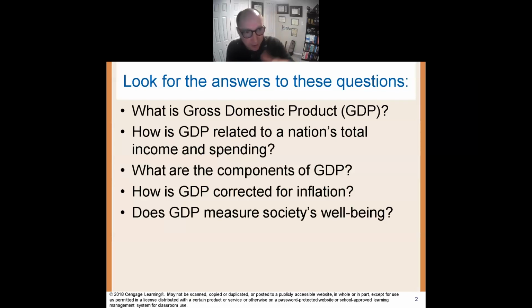So we're going to answer these questions throughout the next hour. We're going to talk about gross domestic product, what it is, how we measure it, and what it means in relationship to income and spending. We'll talk about the various components of it, and how it relates to inflation. That's a big one, especially now in 2022. And we'll also talk about how gross domestic product measures a society's well-being. That's a big one as well.